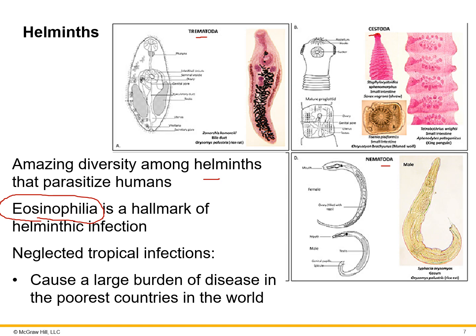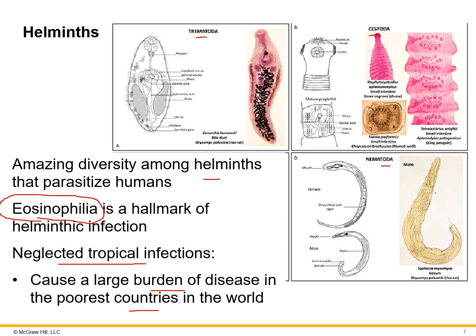Now, in the United States, not a huge issue, more in cattle and pets and animals more so than humans. However, these are neglected tropical infections. They have a huge burden in the poorest of the countries, where again, diarrhea and these infections can ultimately lead to death.